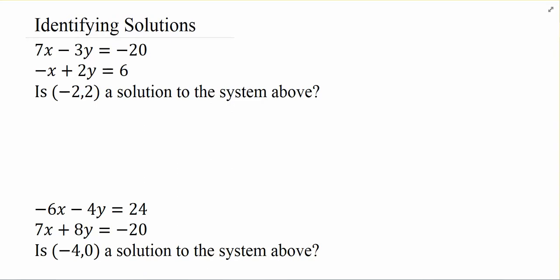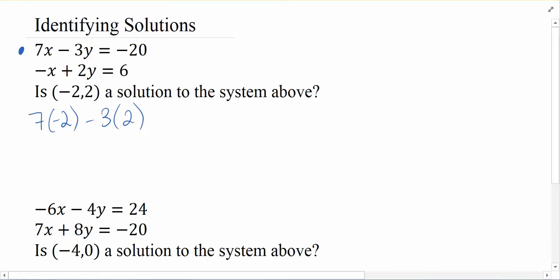That's important. So as we look at this, we can try to determine if negative 2, 2 is a solution to this system up here. What I would do is first test it in the first equation. I'm going to use blue to talk about this one. If I place negative 2, 2 in, I'm saying replace all the x's with negative 2 and replace all the y's with positive 2 and see if the equation is true or not. That's going to get us negative 14 minus 6 is negative 20. Negative 20 is negative 20.